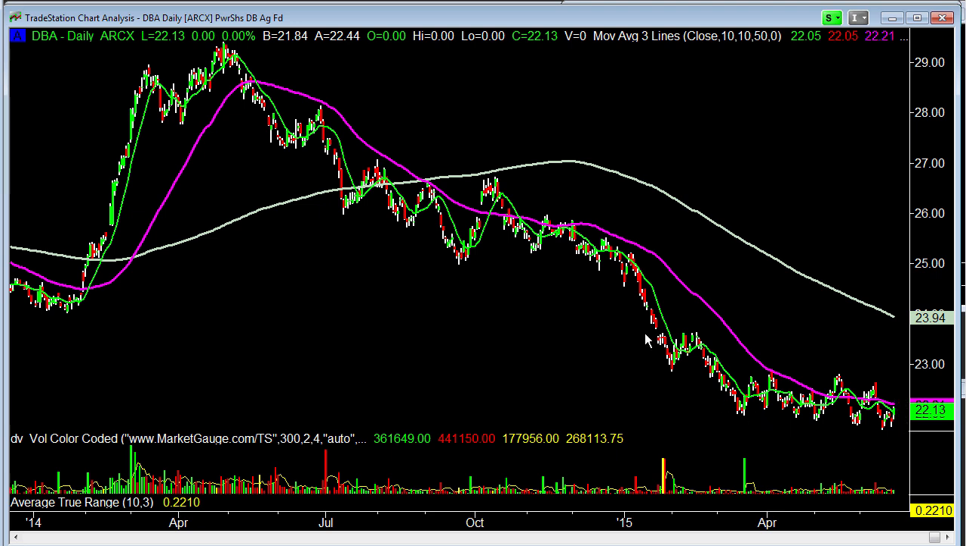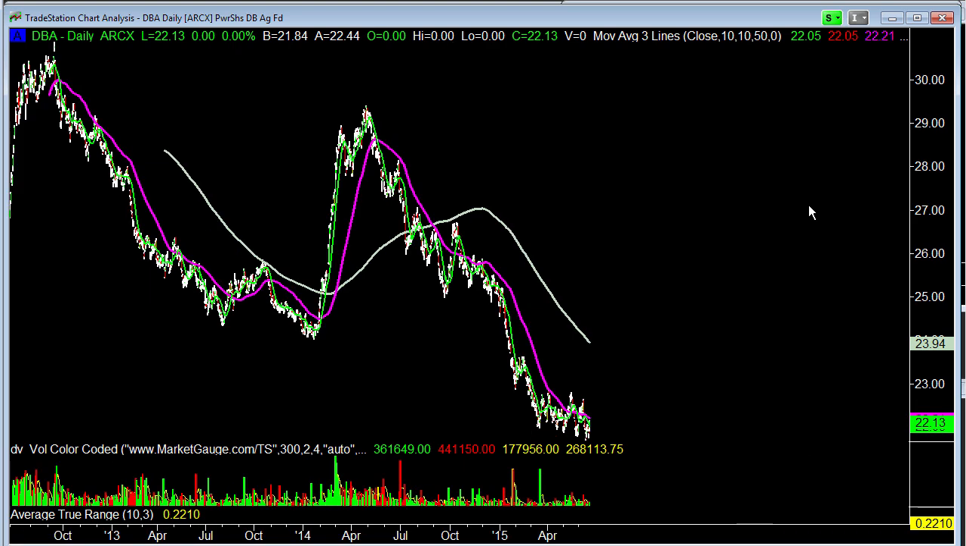So you can see from the big picture here, this is really the best looking base this thing has seen in over a year, and even more so, 2 or 3 years.